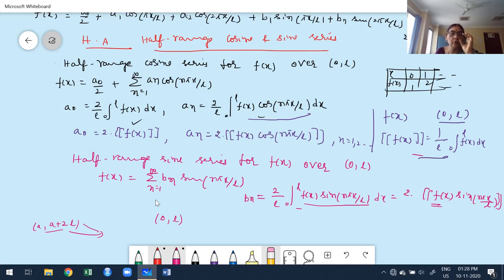For a general Fourier series it is a comma a plus 2L. For half range sine or cosine series it is nothing but 0 to L. Based on that, I have to carefully choose the value of L, because once you convert into summation form, the role of L is very, very important.